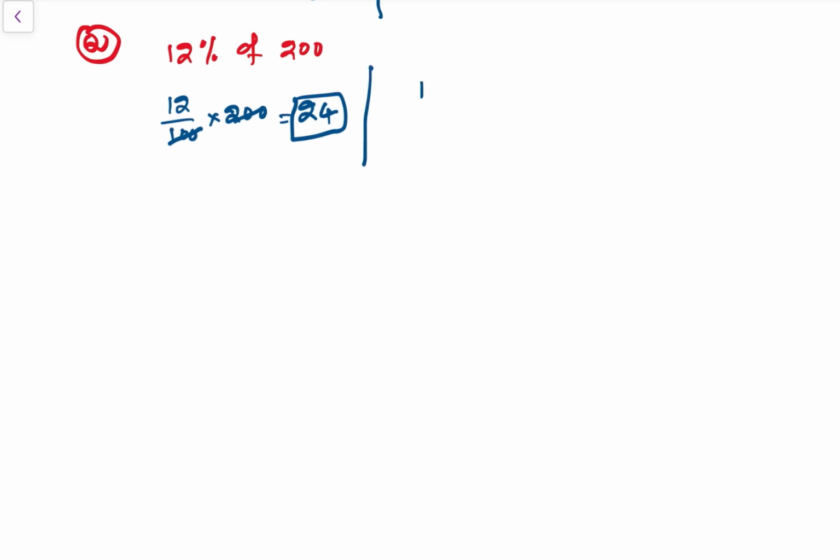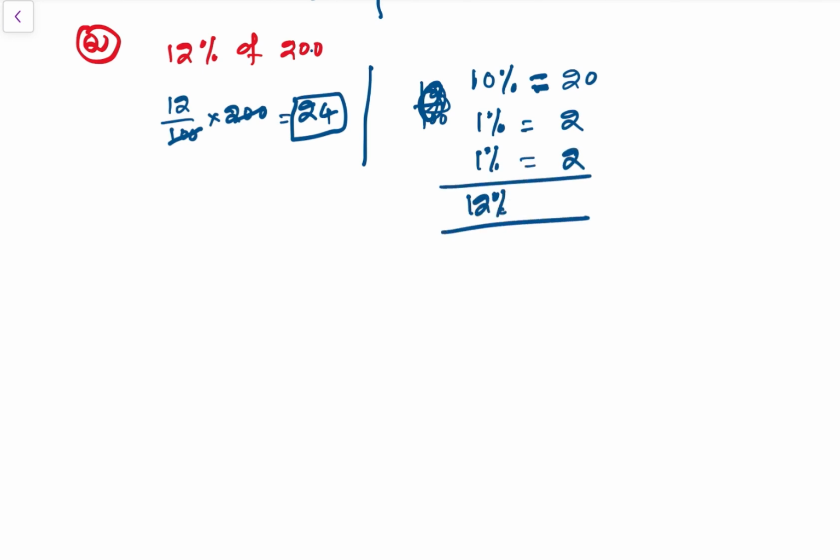Then 12 by 100, ठीक है, ये नॉर्मल मेथड हो गया. सो अभी हमें पता है, ठीक है, 10% ऑफ 200 इज व्हाट, 10 में 1 के बाद 0 लगाना है. So that is 20. ठीक है, 10% is 20. Now 1% is what? 1% is 2. So we need 10 plus 1, 11% हो गया. फिर एक और 1% is 2. ठीक है, so add this, that is 12%. So 12% is equal to कितना आया? 20 plus 2 plus 2, that is 24. ठीक है, so 12% is 24.